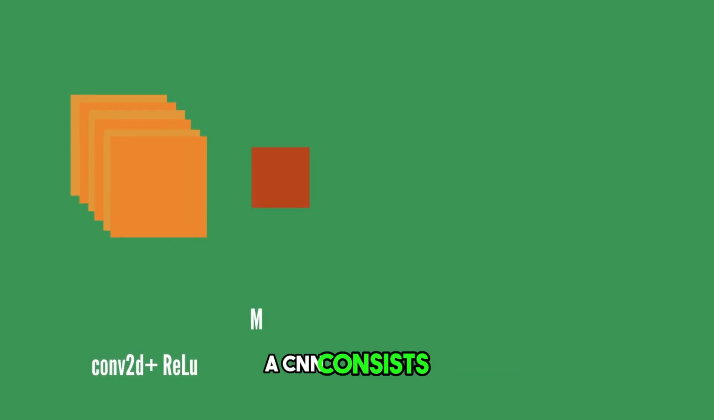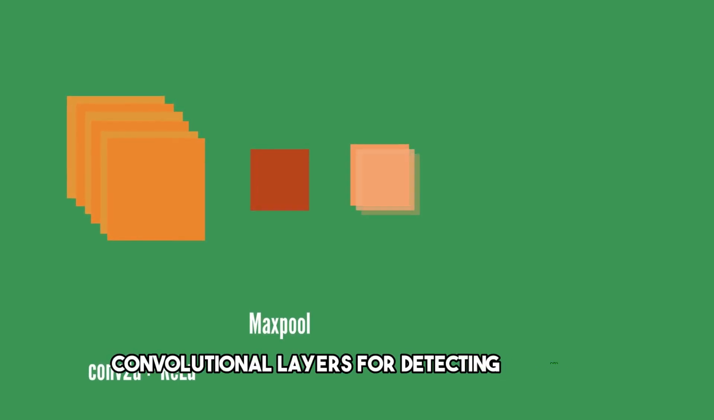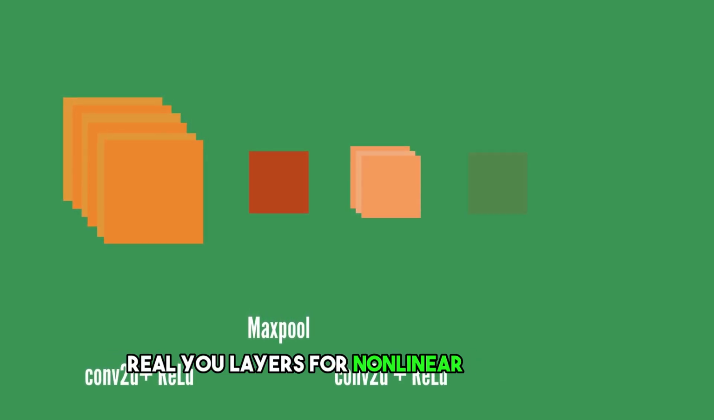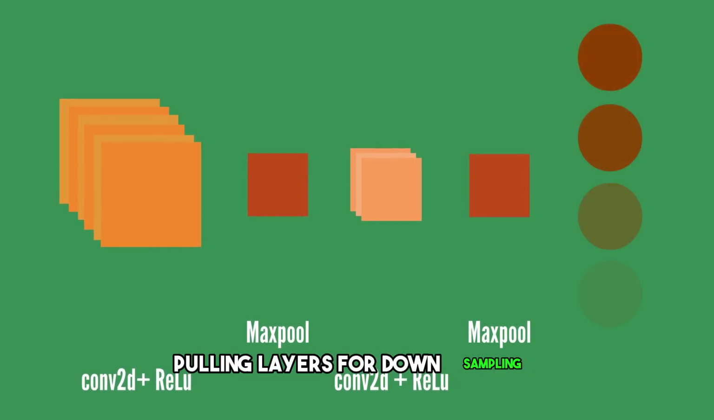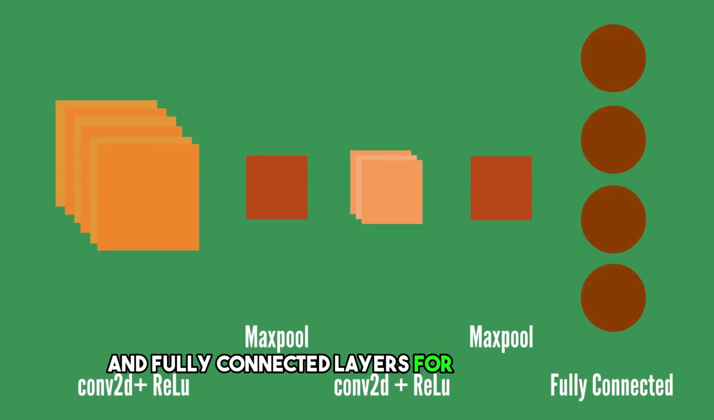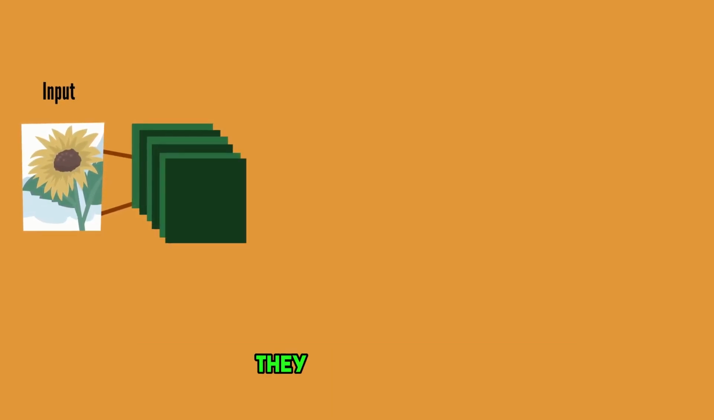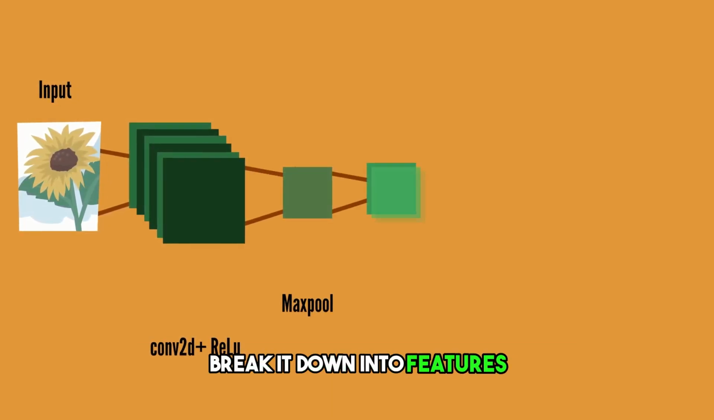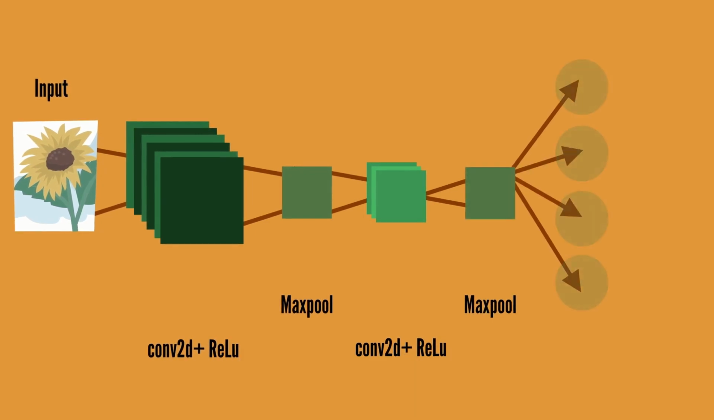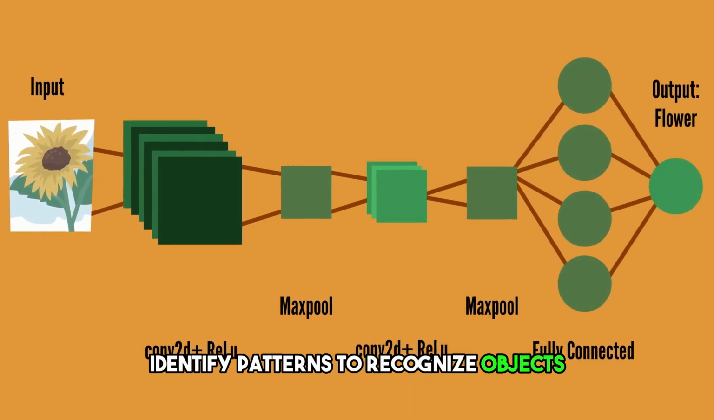A CNN consists of convolutional layers for detecting features, ReLU layers for nonlinear processing, pooling layers for downsampling, and fully connected layers for classification. But how do CNNs work? They take an image, break it down into features, and through multiple layers, identify patterns to recognize objects.